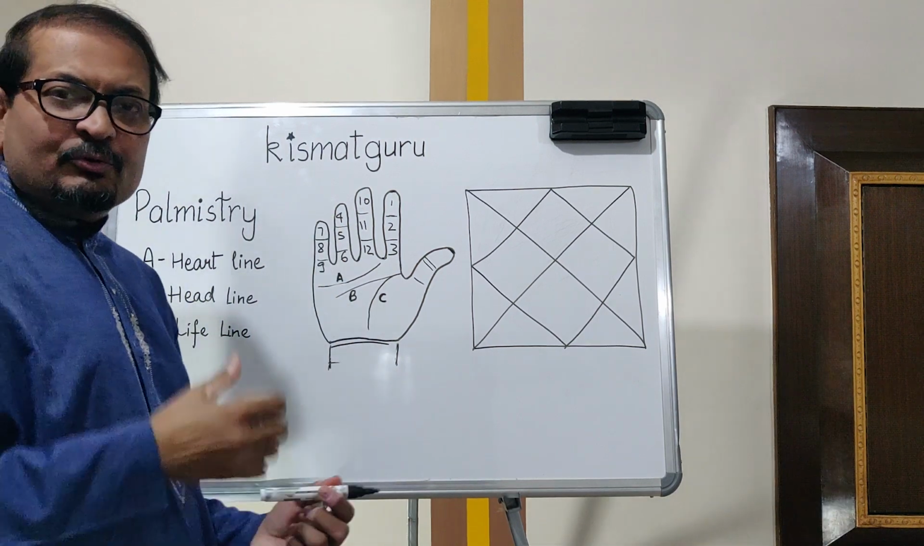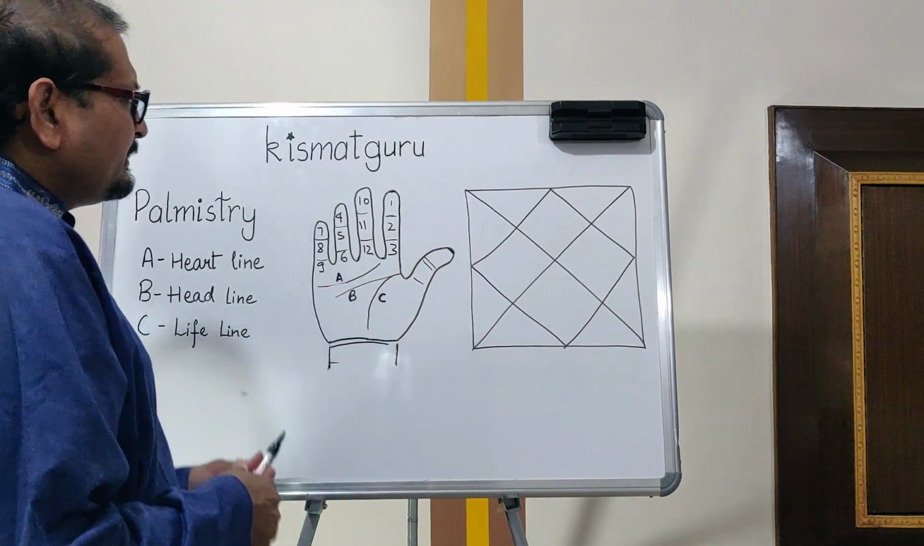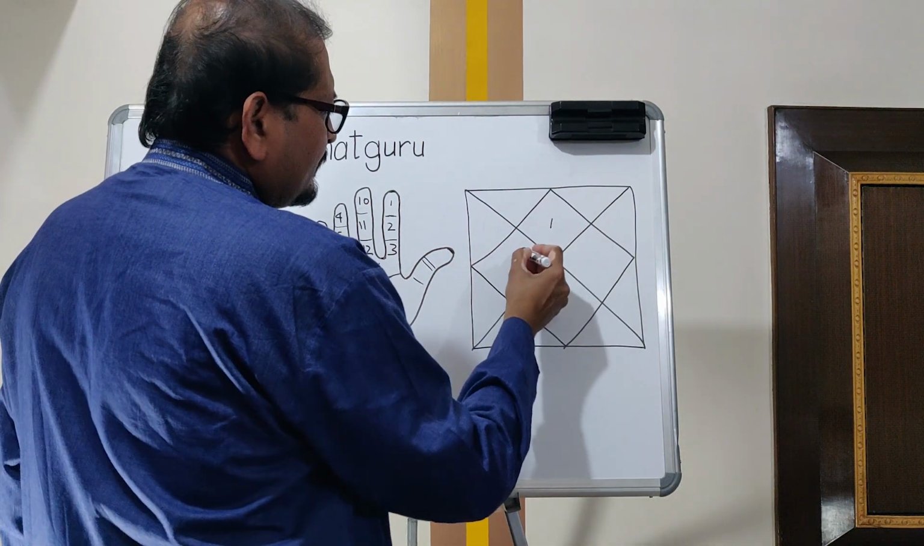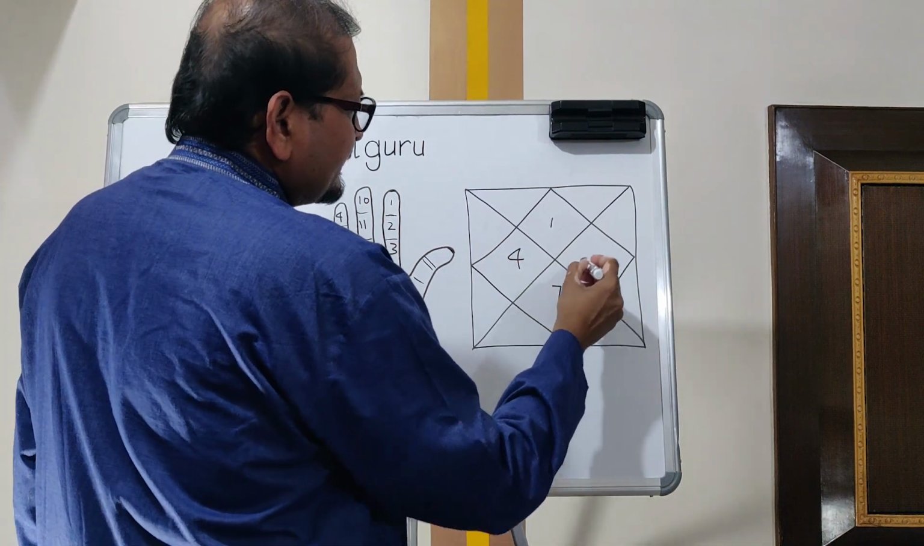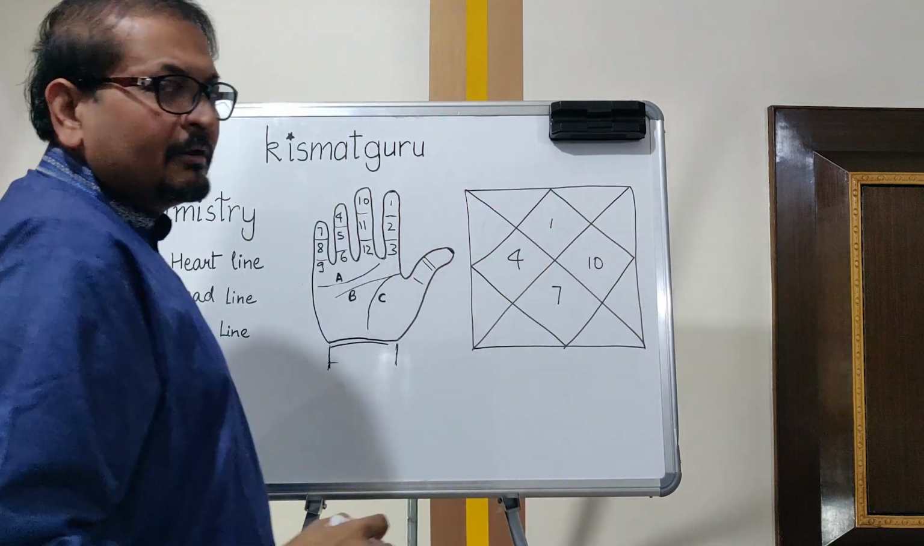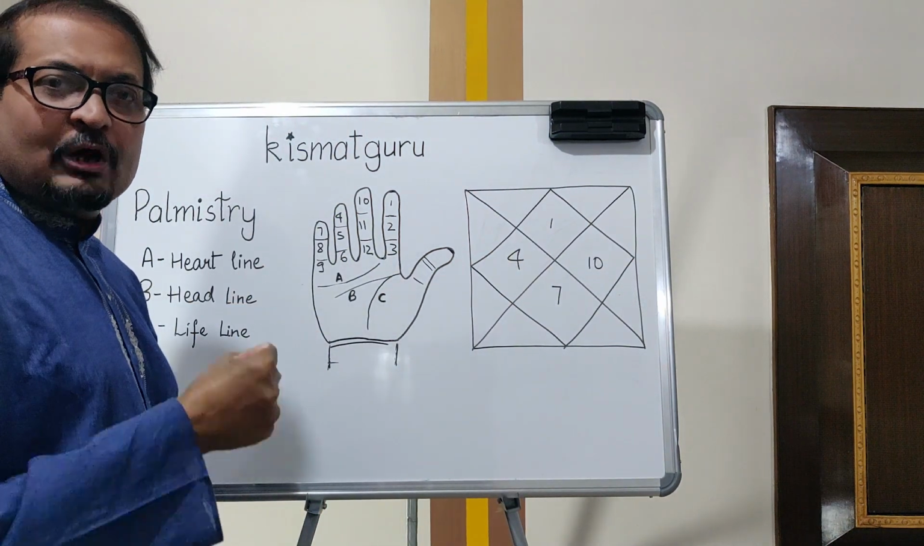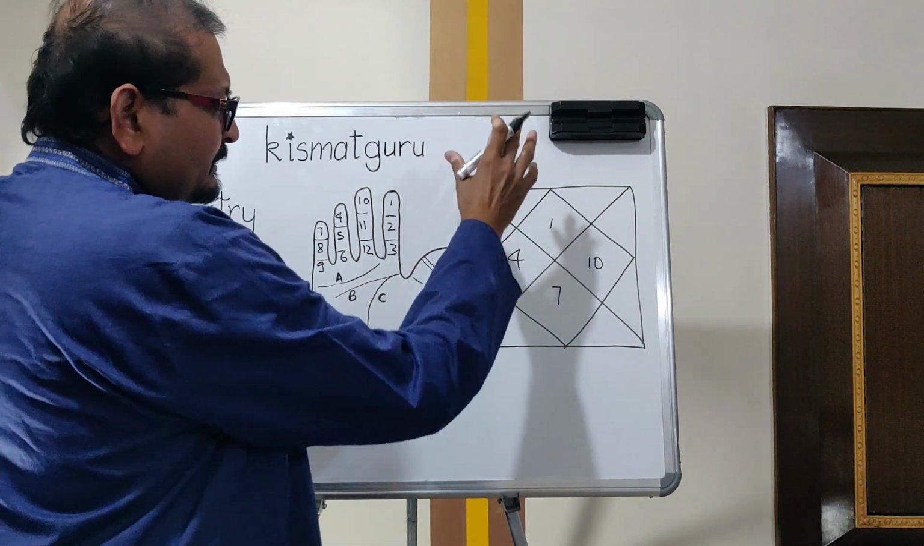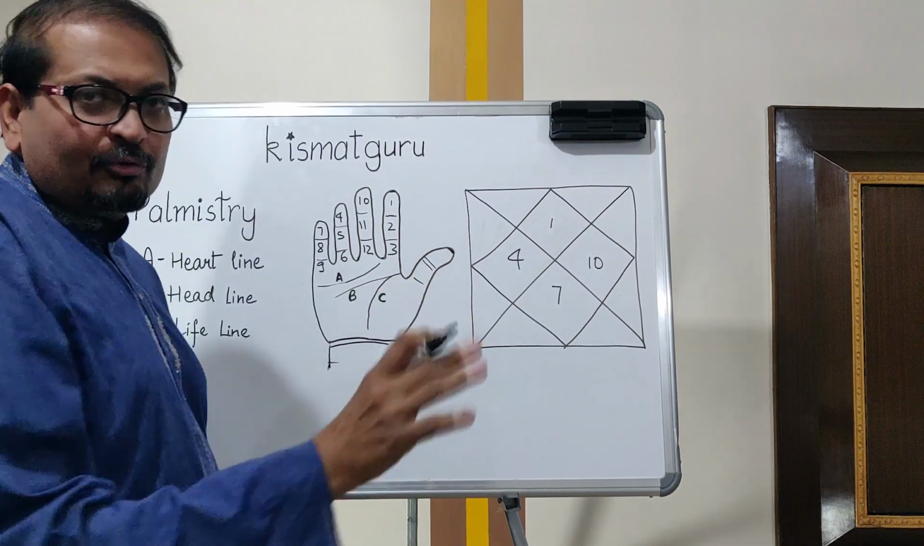Now, when you close your hand, these houses are basically houses 1, 4, 7, and 10. So we call them closed houses. They are very important in your horoscope. A lot of things happen from these houses in your horoscope.